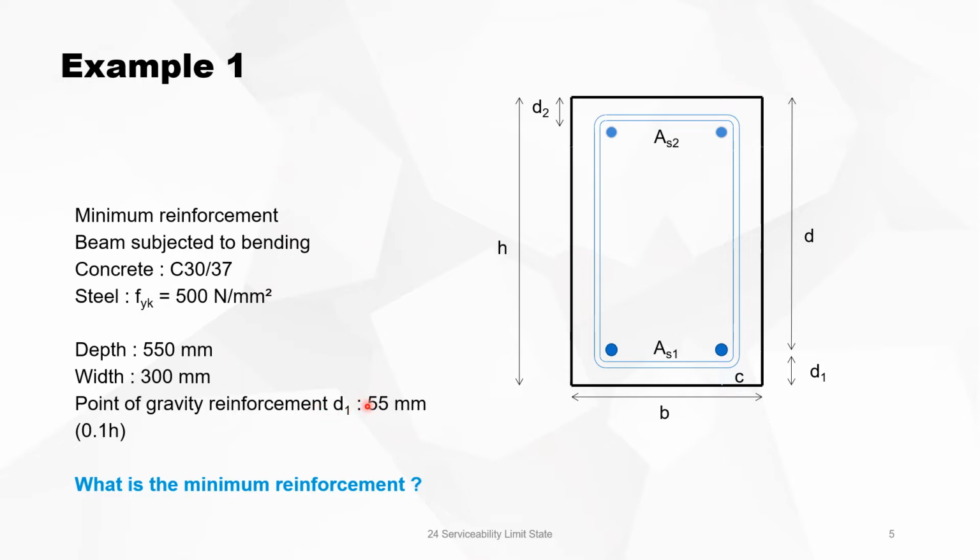But for this exercise, we take D1 equal to 0.1 times the total depth of the beam. So if you do not know anything, for beams, it's common to take 1/10 of the depth of the beam. The question here is, what is the minimum reinforcement? It's a beam subjected to bending.